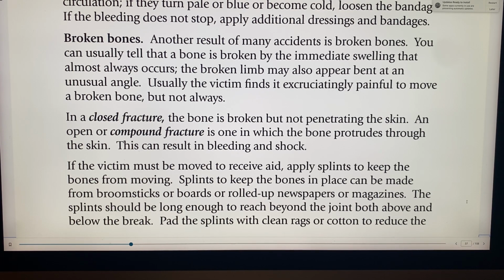There are two kinds of major fractures here. There's the closed fracture, where a bone is not penetrating through the skin, but a compound fracture is one where the bone comes through the skin, and then we have to deal with bleeding and shock. This is way more serious, a compound. Just think of closed fracture and an open fracture or compound fracture.